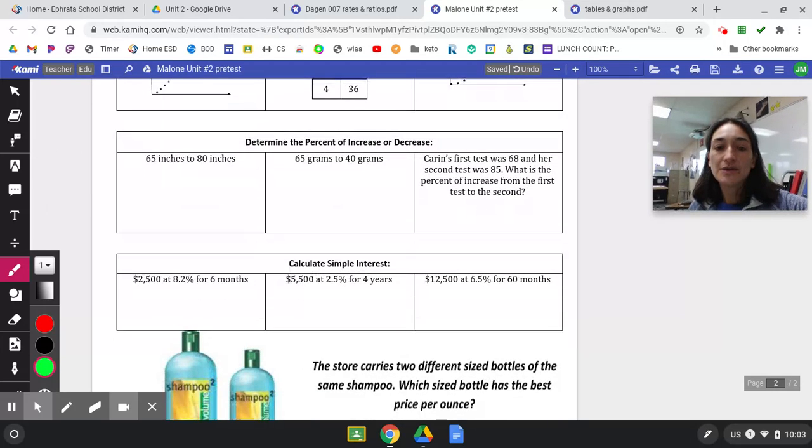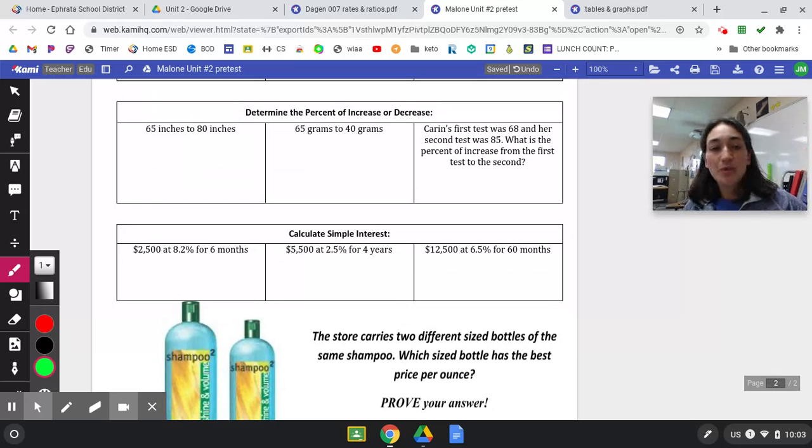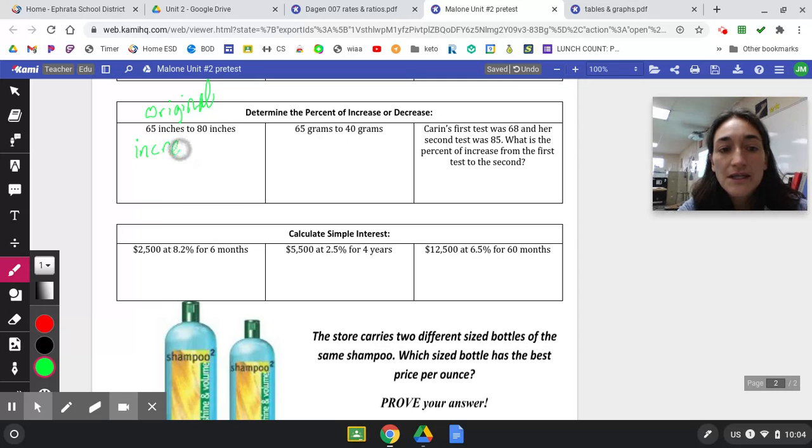Okay, we'll go down to our last, percent of change. The most important thing I want you to focus on here is to decide if it's an increase or a decrease. You don't actually have to solve anything. You just simply need to look. If my original number, which is the first thing they're telling me about, is less than the new number, then it is going to be an increase. 65 turning into 80 means that it's going to be an increase. If it was a larger number and then decreasing, it would be a decrease or going down. For example, in the second one, 65 grams drops down to 40 grams. 40 is less than 65, therefore it is a decrease.